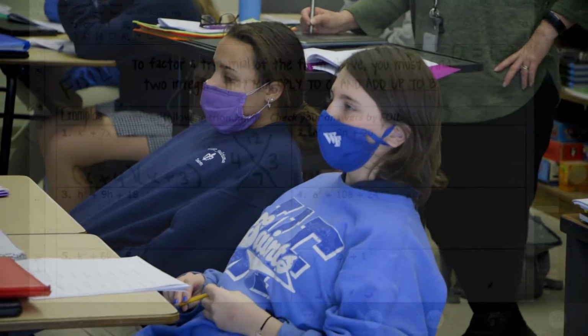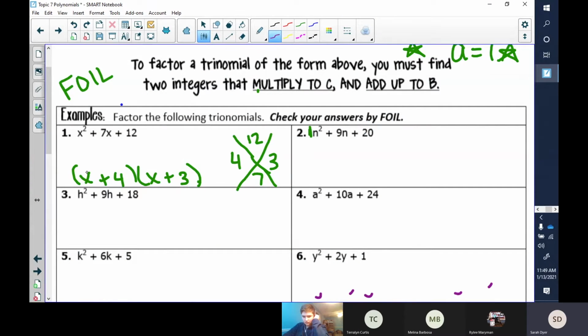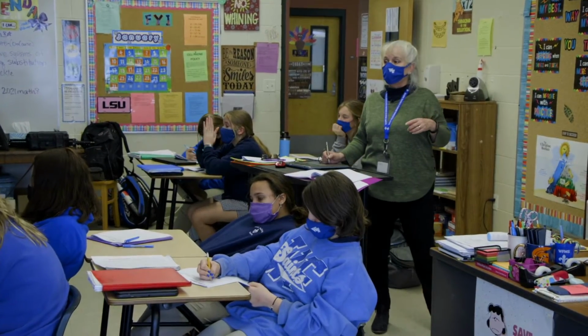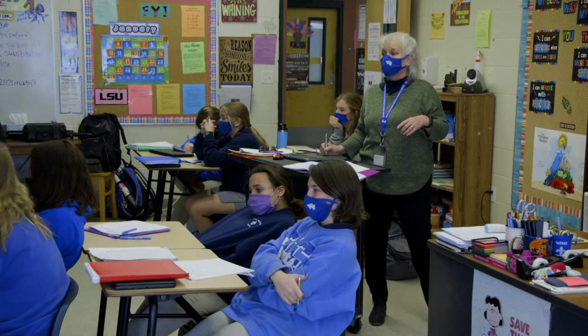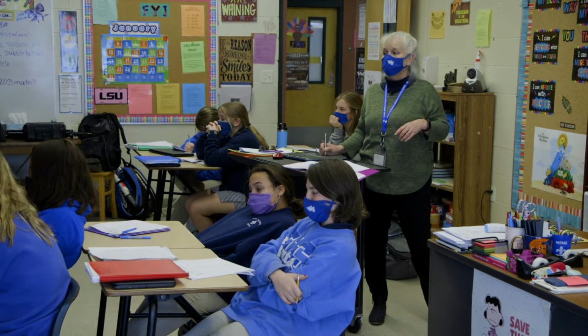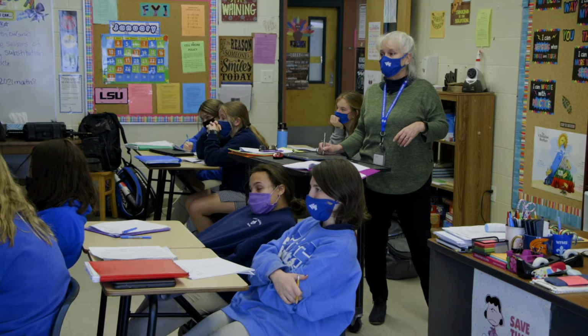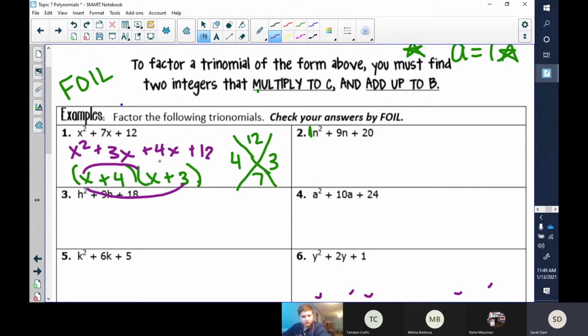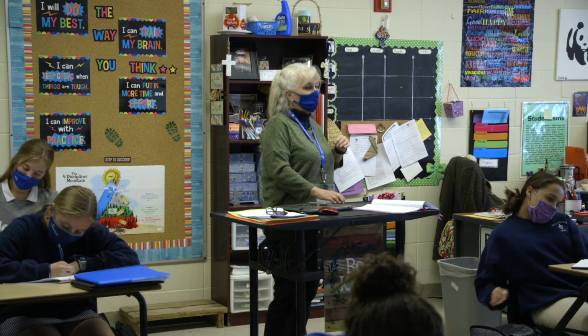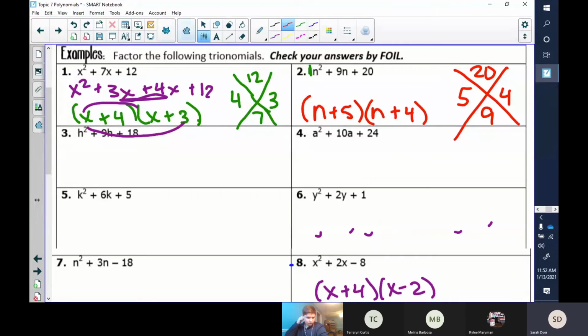Rachel, but how would you get the 7? Oh, that's a good question. So if we're going to multiply it back together, let's do FOIL. So x times x is x squared. Then we do the outside terms, 3x plus 4x, and then plus 12. Then you add the middle: x squared plus 9x plus 12. Then we combine our like terms. Okay, so why don't we go all the way to 6, and then we'll check that in just a sec.